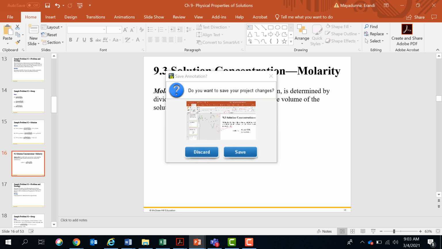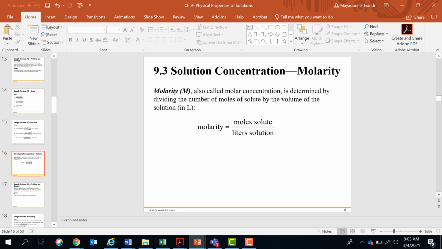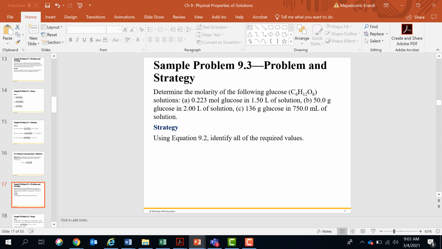If you do a calculation from that, determine the molarity of the following glucose: 0.223 moles. Molarity is the number of moles divided by the volume in liters. So it's 0.223 divided by 1.5. You should get your answer.